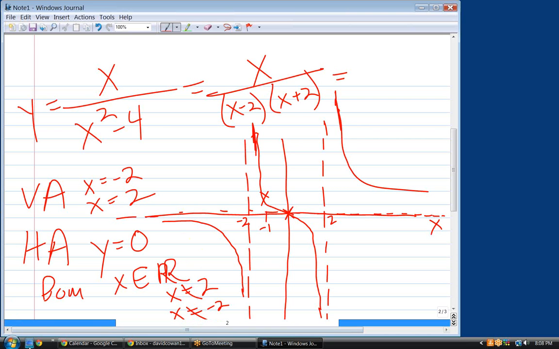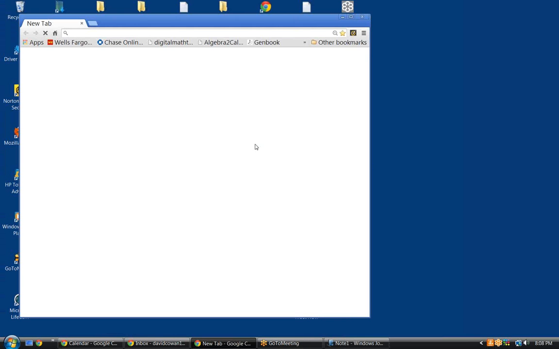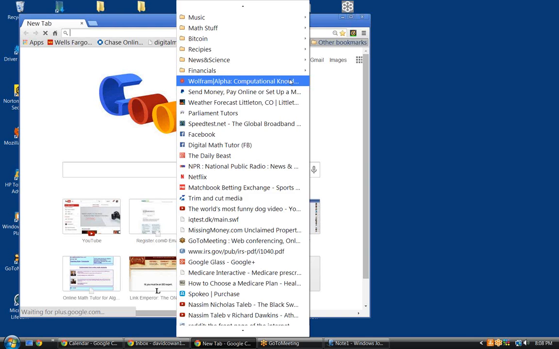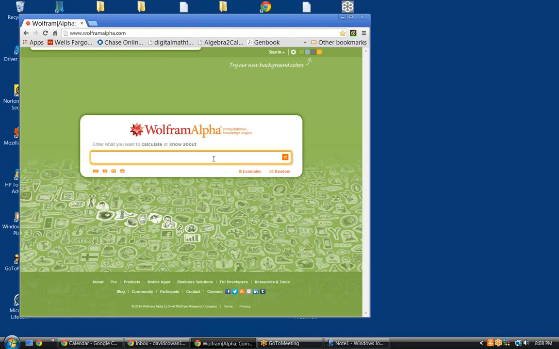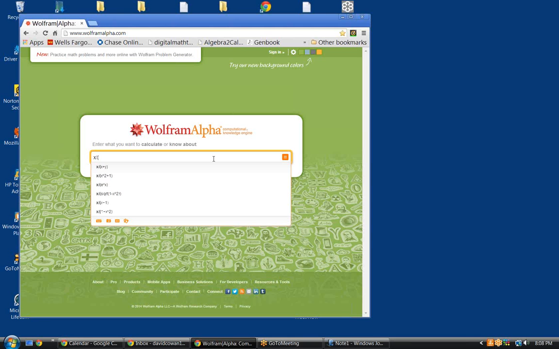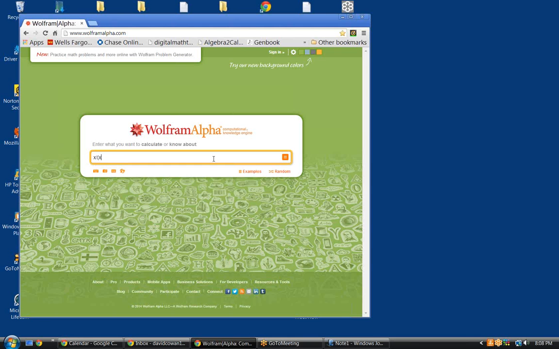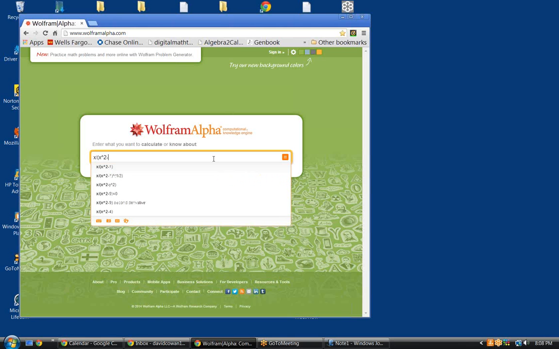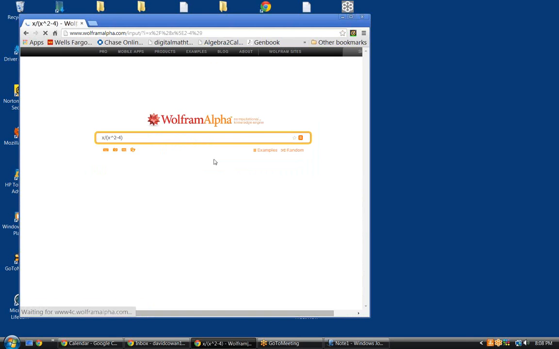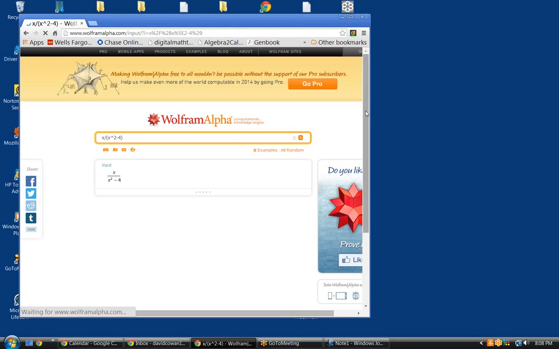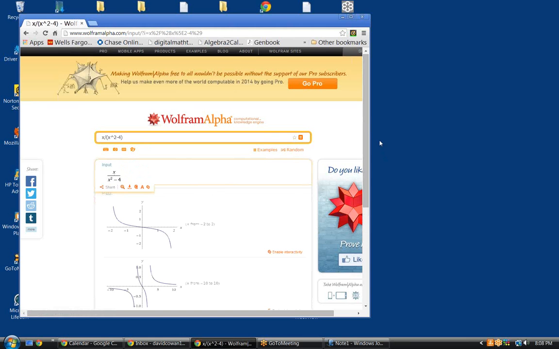Now, just to prove to you that I did, I'll pull it up on Wolfram Alpha, and we'll take a look at their graph of it. It's x divided by the quantity x squared minus 4, right? Wolfram Alpha is nice in that it gives you the feedback. It shows you what you put in. That's what I wanted to put in.